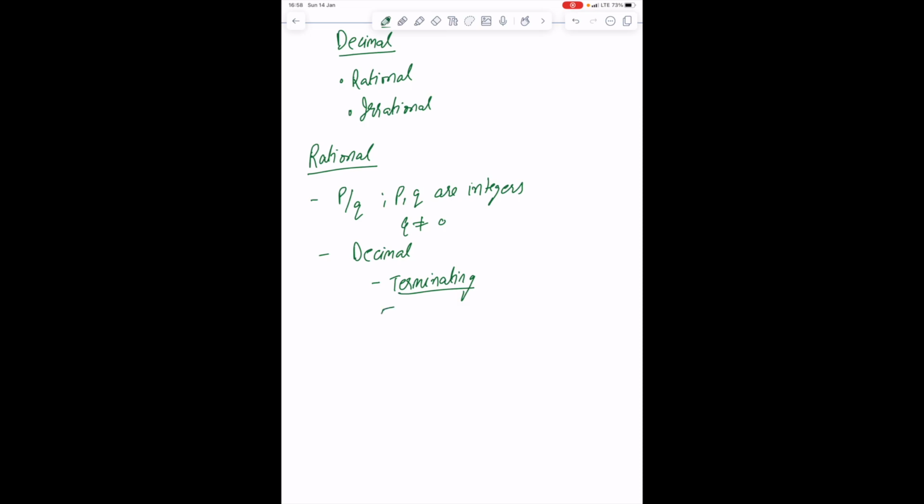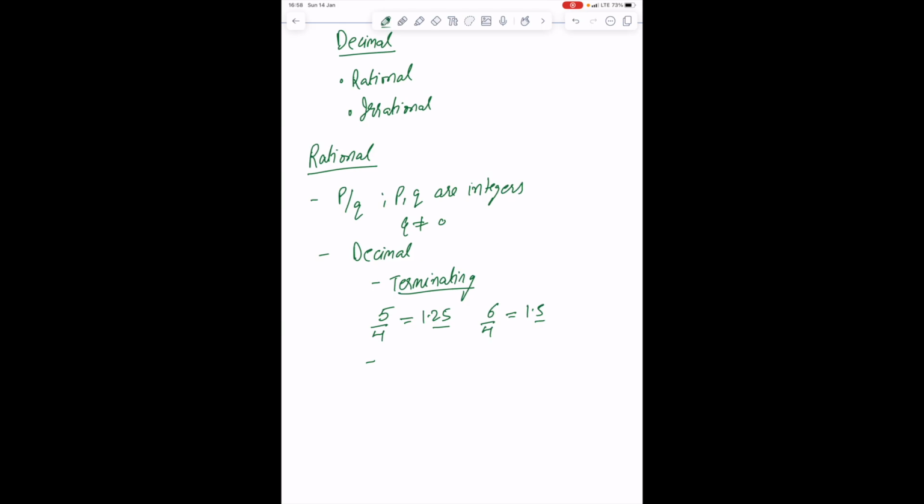Suppose the number 5 by 4 is equal to 1.25. So there are two digits after the decimal point and there are no more digits after 5. So it has terminated at 5. Another example would be 6 by 4, which would be equal to 1.5. Here after one value after the decimal point, the number has terminated.